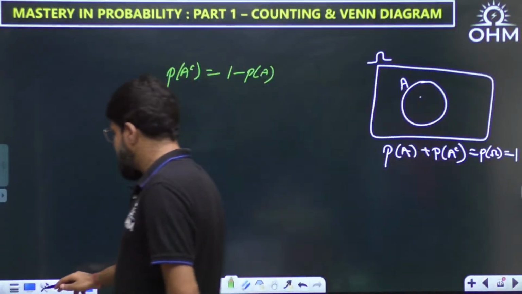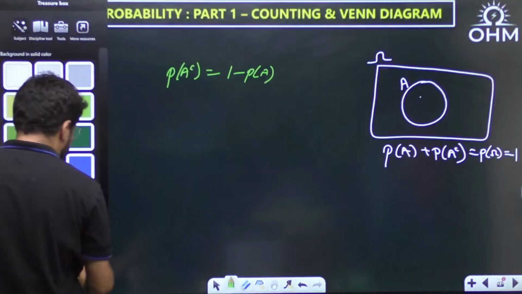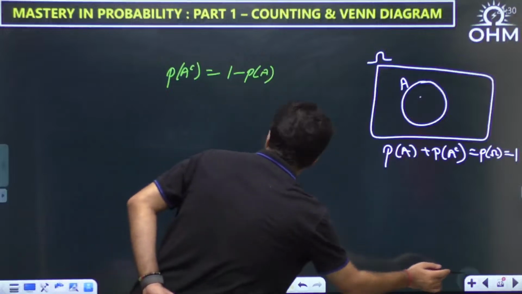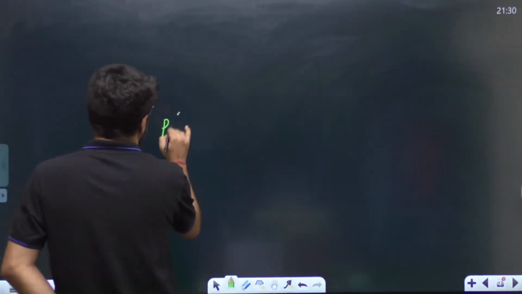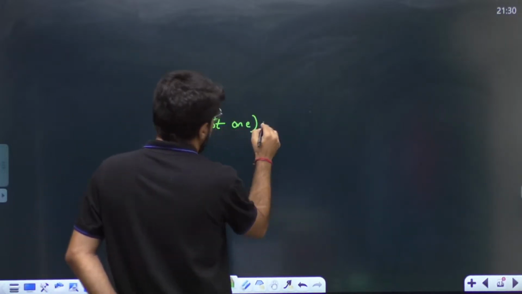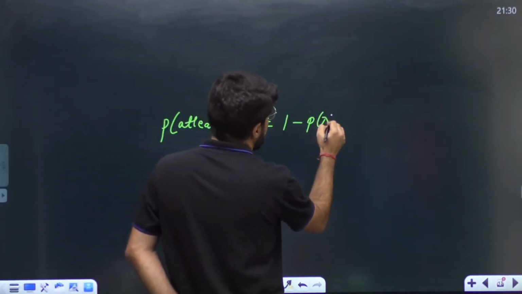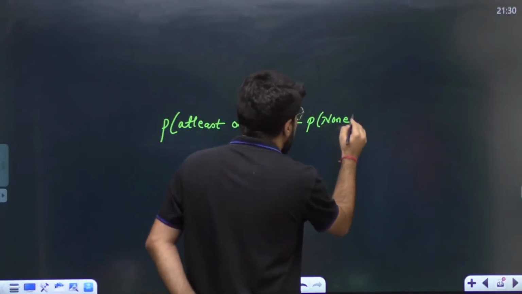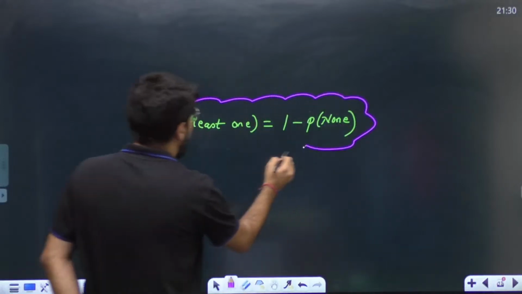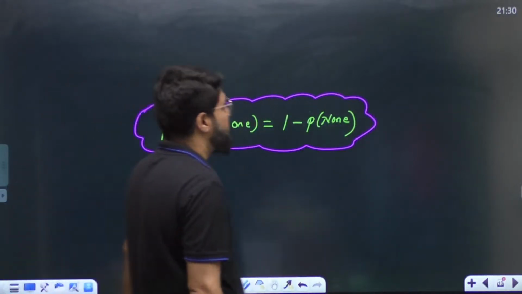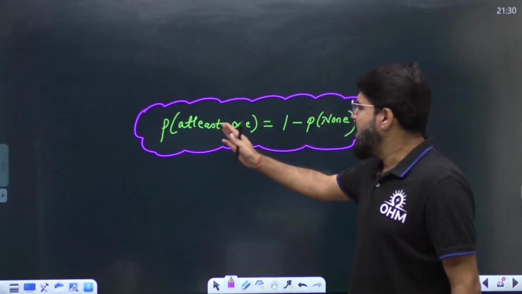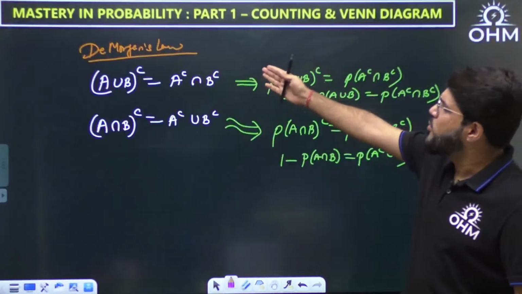Let me take one more slide here, and this is going to be important for some upcoming questions. Let me write it here separately. Probability of at least one event is equal to 1 minus probability of none. The probability of at least one event occurring should be 1 minus the probability of none of the events occurring. It's a very simple case, like the probability of A union B is 1 minus the probability of none. That's what I have told you here.